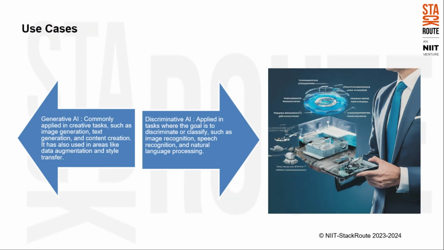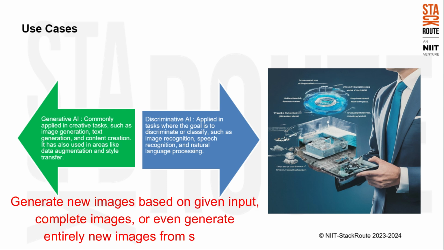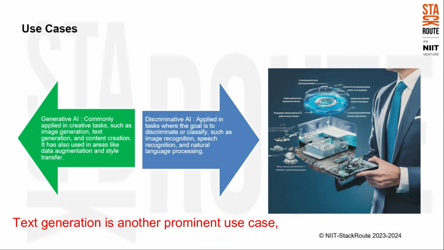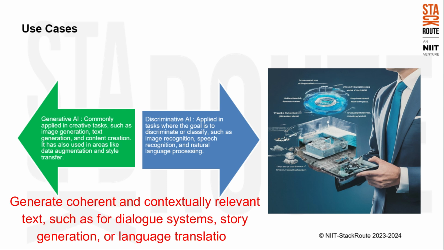Generative AI and discriminative AI models find application in different domains and have distinct use cases based on their capabilities and learning approaches. Generative AI models are commonly applied in creative tasks that involve generating new content. They excel in areas such as image generation, where they can create realistic and novel images by learning from existing samples. Generative AI can generate new images based on given input, complete images, or even generate entirely new images from scratch. Text generation is another prominent use case, where generative AI models can generate coherent and contextually relevant text, such as for dialogue systems, story generation, or language translation.